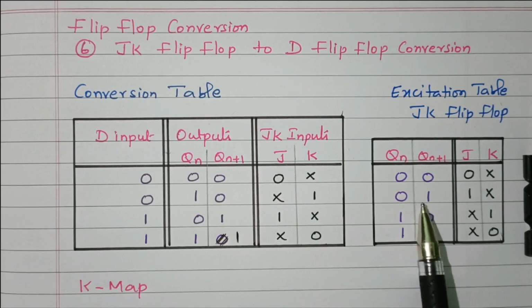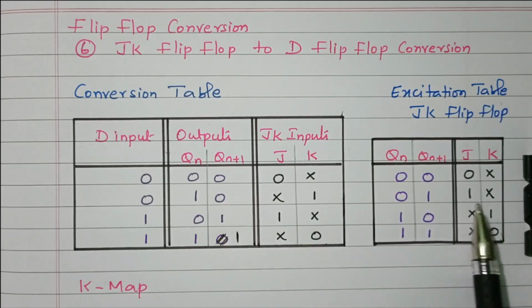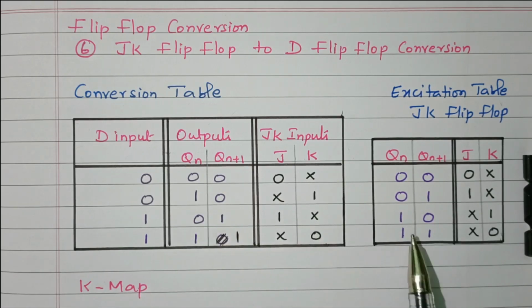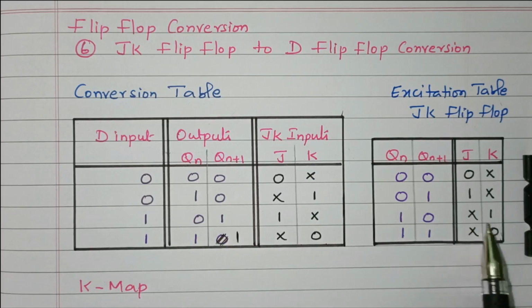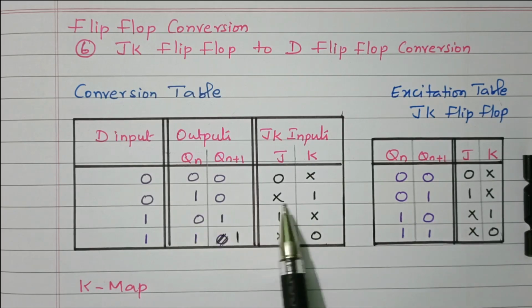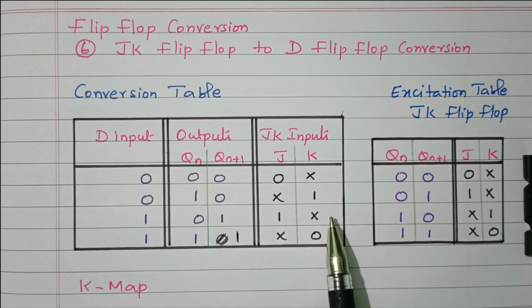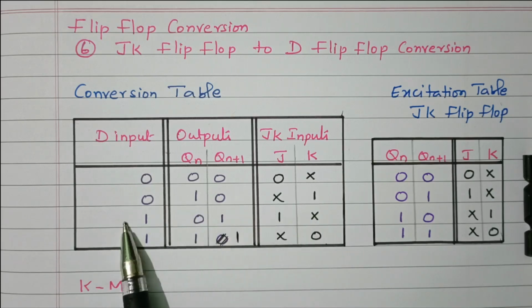Then 0, 1. Present state is 0, next state should be 1. What is the input? 1x. Here, 0, 1 means 1x is given. Then 1, 0 means x1. 1, 1 means x0. So from the excitation table of the JK flip-flop, the JK inputs are now filled. Right? So for the D flip-flop, based on that, the JK inputs are given. So the JK flip-flop will be converted into a D flip-flop.